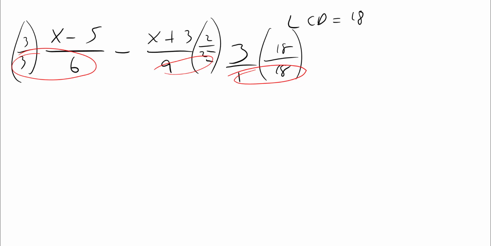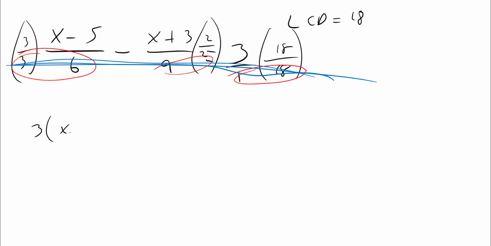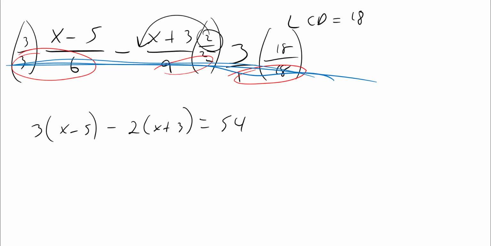Okay? So cross it off. So you wound up with, I'm going to write it out, 3 times (x minus 5) minus 2 times (x plus 3). That's where it's tricky. That 2 really is better to go in the front. So negative 2 parentheses x plus 3, and that's equal to 3 times 18, which is 54. Okay, distribute. So 3x minus 15 minus 2x minus 6 equals 54. So combined, we get 3x minus 2x is x minus 21 equals 54.